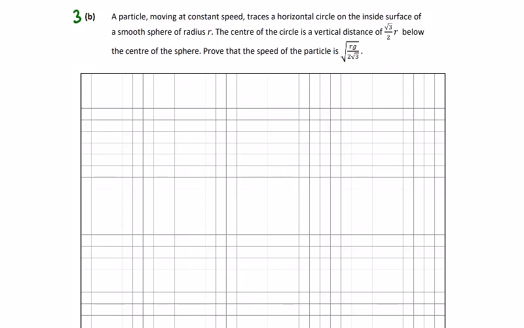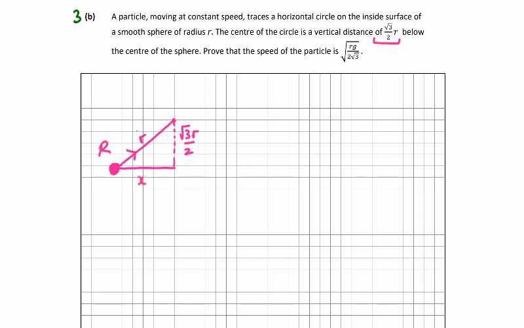In question 3b, we have a particle moving at constant speed tracing a horizontal circle inside the surface of a smooth sphere. The center of the circle is a vertical distance of root 3 over 2 r below the center of the sphere. Okay, let's draw a diagram here. We have my particle here. It's a smooth sphere. The reaction will be directed towards the center. This is the radius of the circle of motion, and it is root 3 r over 2. And actually I'll use a small r here for just the radius first, and then the big R, the reaction here.